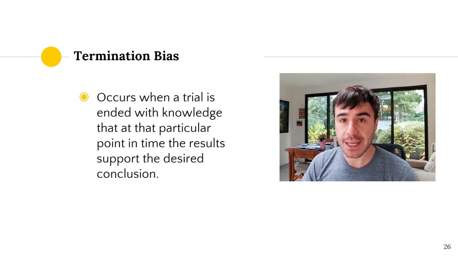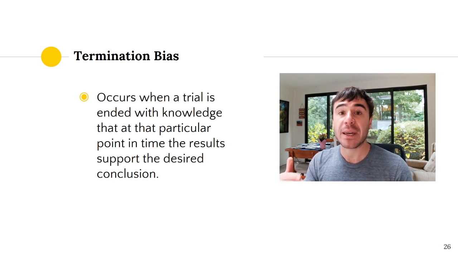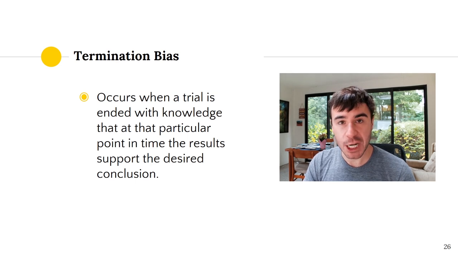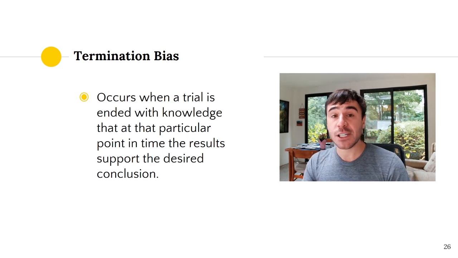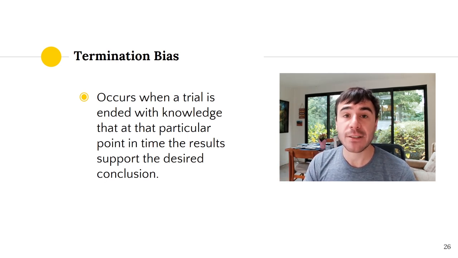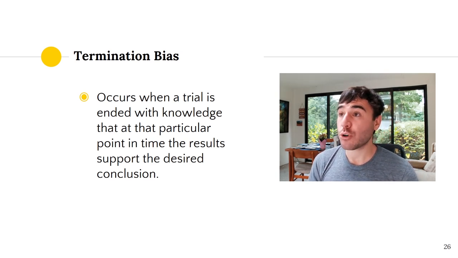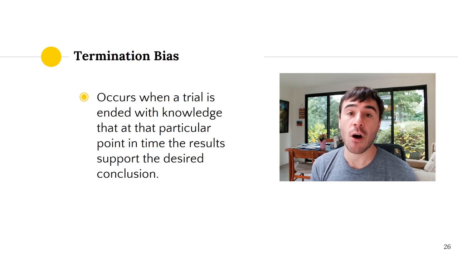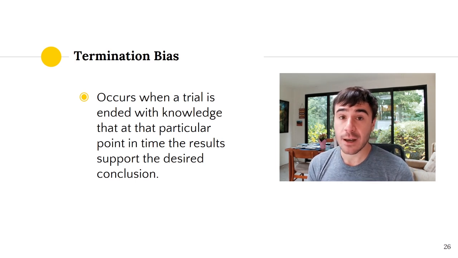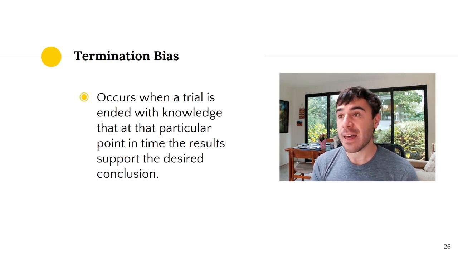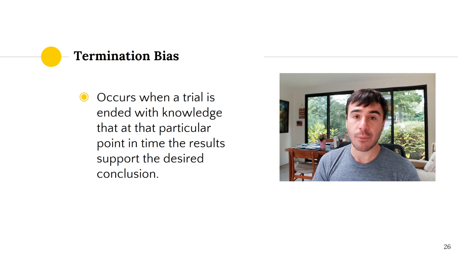Another way we can introduce bias into our experiments, particularly experiments that have measurements repeated over time, is via termination bias. In a nutshell, termination bias is introduced when our decisions to start and stop experiments are based on whether we have significant results or not. So here's an example. Let's say, again, we're testing the effect of prolax supplementation on dairy cow milk production. So we feed some cows prolax, we don't feed prolax to other cows, and then we measure milk production every week between these two groups that did or didn't get prolax.